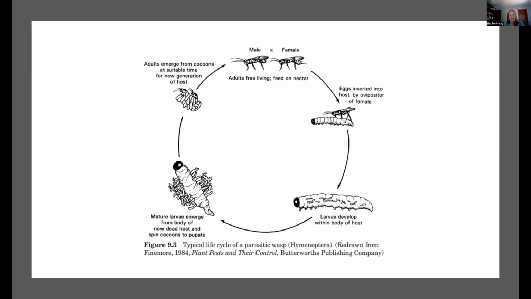So I just wanted to give you a little idea of what a parasitoid life cycle was like. So if we start with the adults that are free living, feed on nectar, mating, the female inserts eggs into the host, and then the larvae develop within the body of the host. Mature larvae come out of the body of a now dead caterpillar and spin the cocoons to pupate. And adults emerge from cocoons. It says at a suitable time. Sometimes it might be in the summer again. Sometimes, I said, it might be after overwintering. Kind of depends on the species.